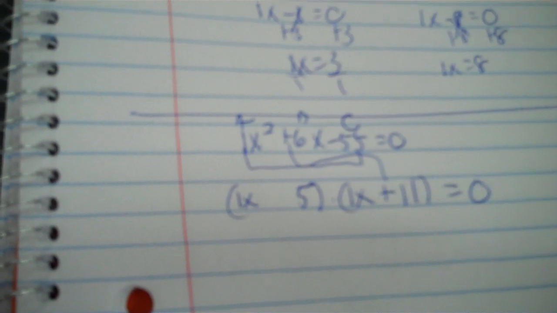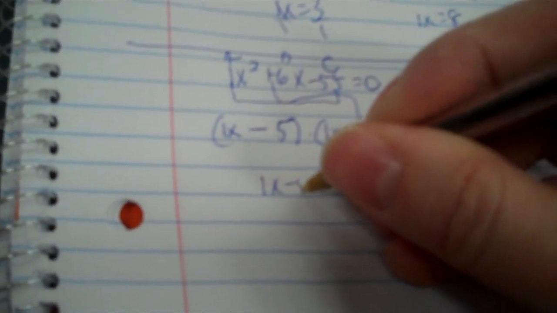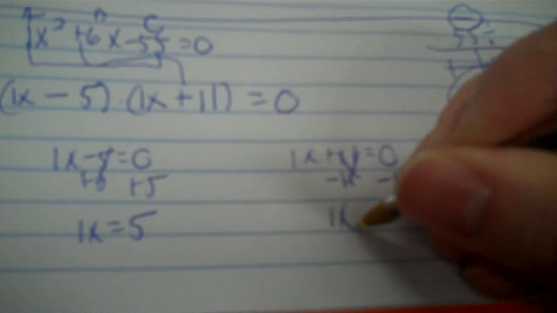So I got plus 11 for sure, and on a minus, the signs have to be the opposite, not the same. So make that a minus. And then we have 1x minus 5 equals 0. 1x plus 11 equals 0. So you're going to add 5. That gives us 5. Divided by 1 would still be 5. Divide by 1, divide by 1, negative 11.